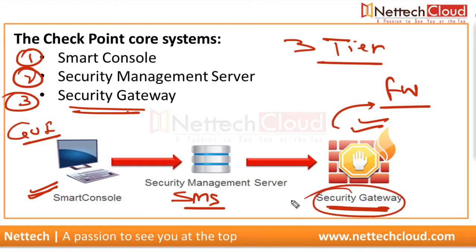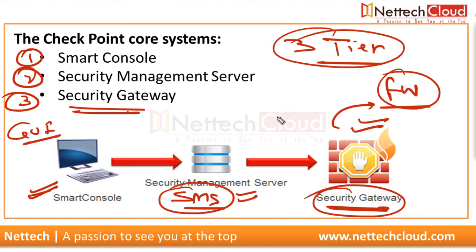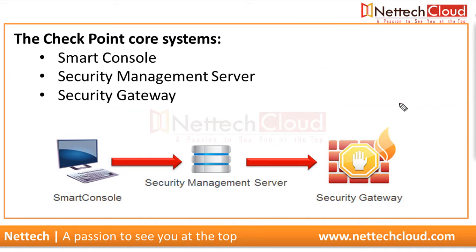So security gateway is responsible for inspecting traffic, encryption, decryption, VPN termination, right, etc. So security gateway is the firewall, and security management server is like security policy database, security rules, objects, logs. By default, SMS security management server is also the log server, right? And that is why we use the term three-tier architecture in checkpoint firewall, because there are three different components, right?